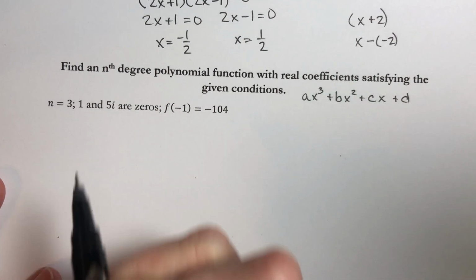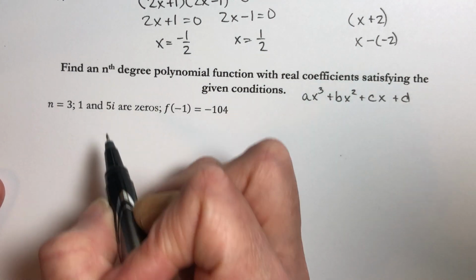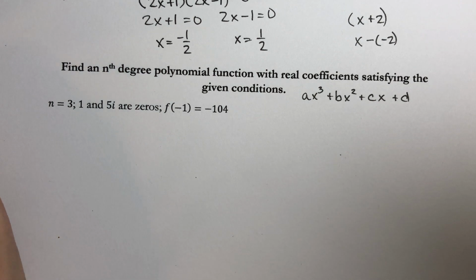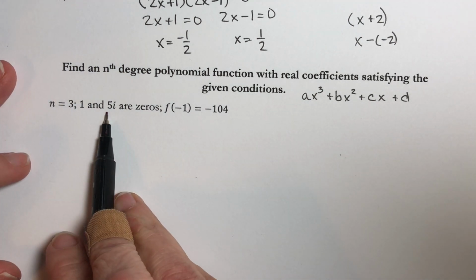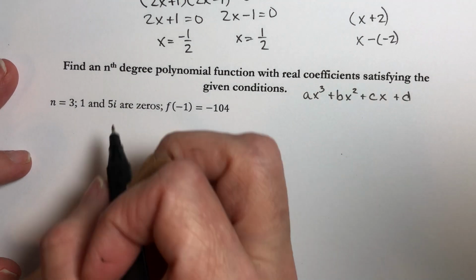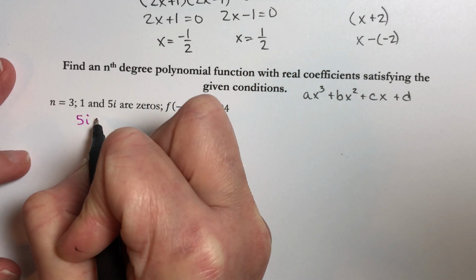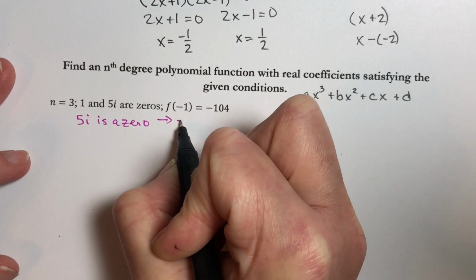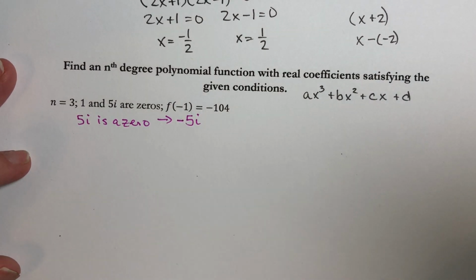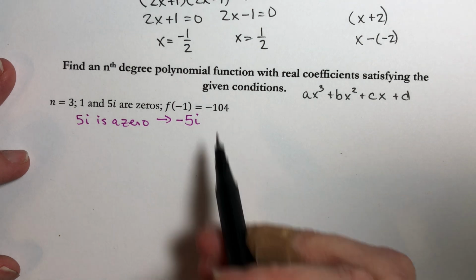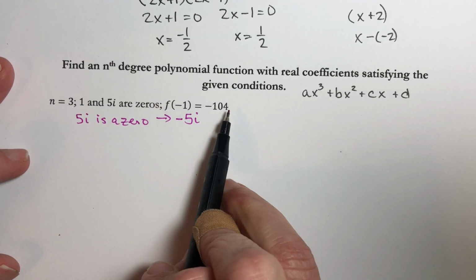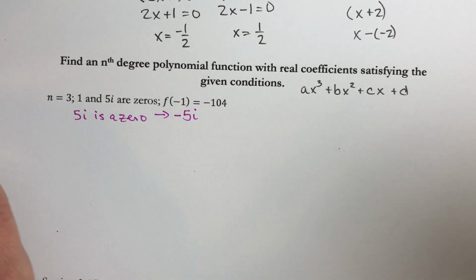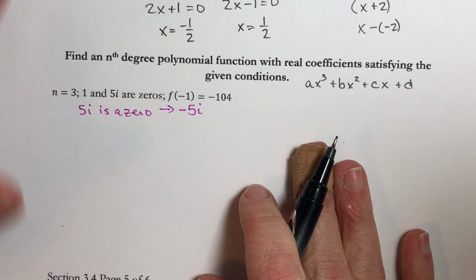Now, I want to come up with this. What I know is that 1 is a 0, 5i is a 0. I know I should have 3 zeros. What you need to remember is that if you have one complex solution, you always have another. So if 5i is a 0, then I know automatically that negative 5i is also a 0. Now, f of negative 1 is equal to negative 104. We'll come back to this later.